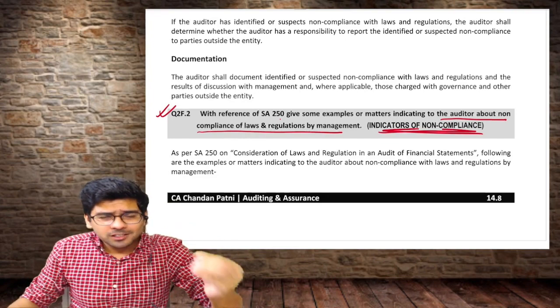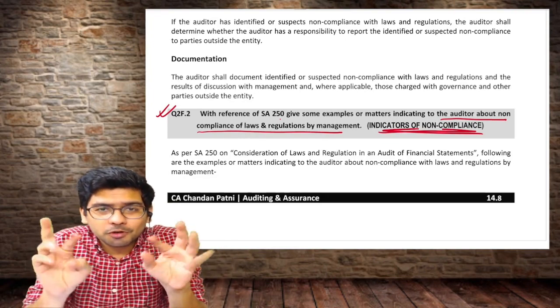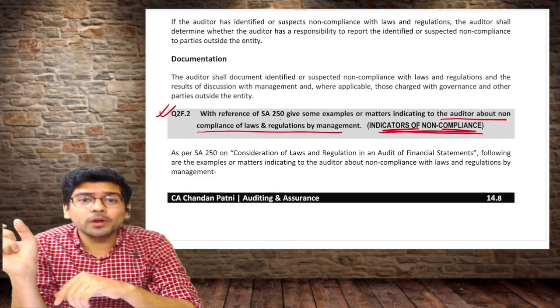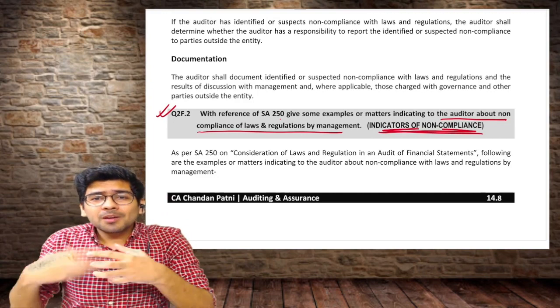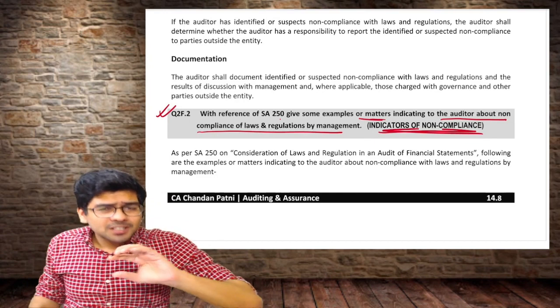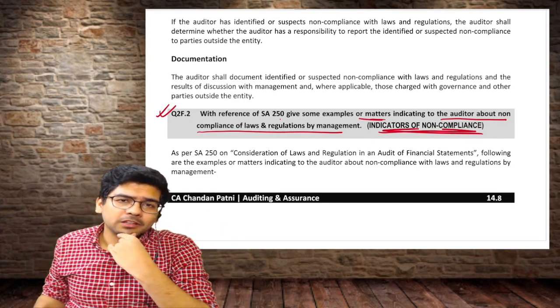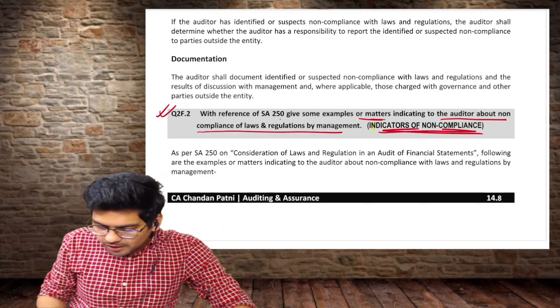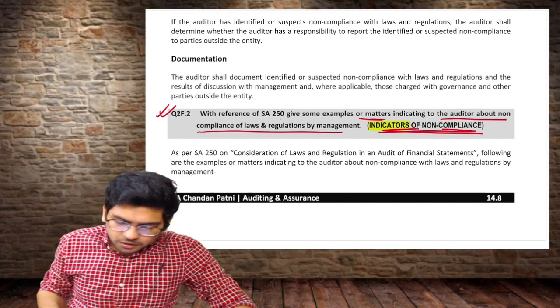What will those factors be? What will be those events and conditions? If you remember the words events and conditions, in going concern we covered this. So what can be those matters which give us a hint that there might be non-compliance? Please understand, here we are using the word indicators also. These are indicators of non-compliance.